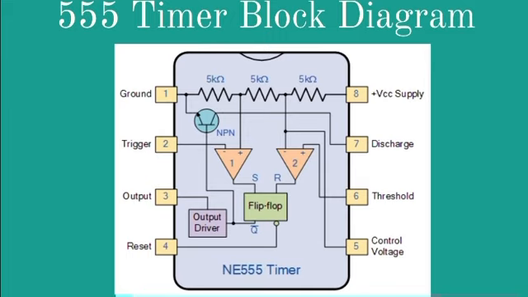So when this pin is not to be used for a reset purpose, it should be connected to the positive VCC to avoid any possibility of false triggering. Okay, so next we have pin 5, that is the voltage control terminal. So in this pin, the threshold and trigger levels are controlled.